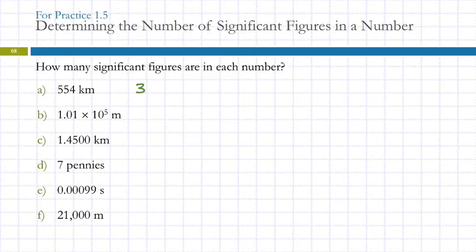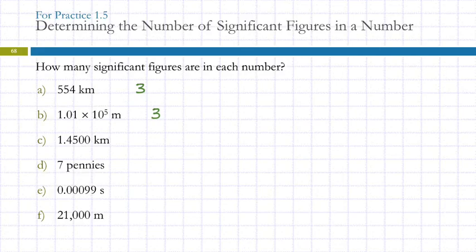So letter B, 1.01 times 10 to the 5th meters, 3. So in scientific notation, this decimal portion in the front, all of those digits will be significant because you'll never end up with a non-significant 0 or an ambiguous 0 in there. This times 10 to the 5th portion, that's the placeholding part. So those do not count as significant figures.